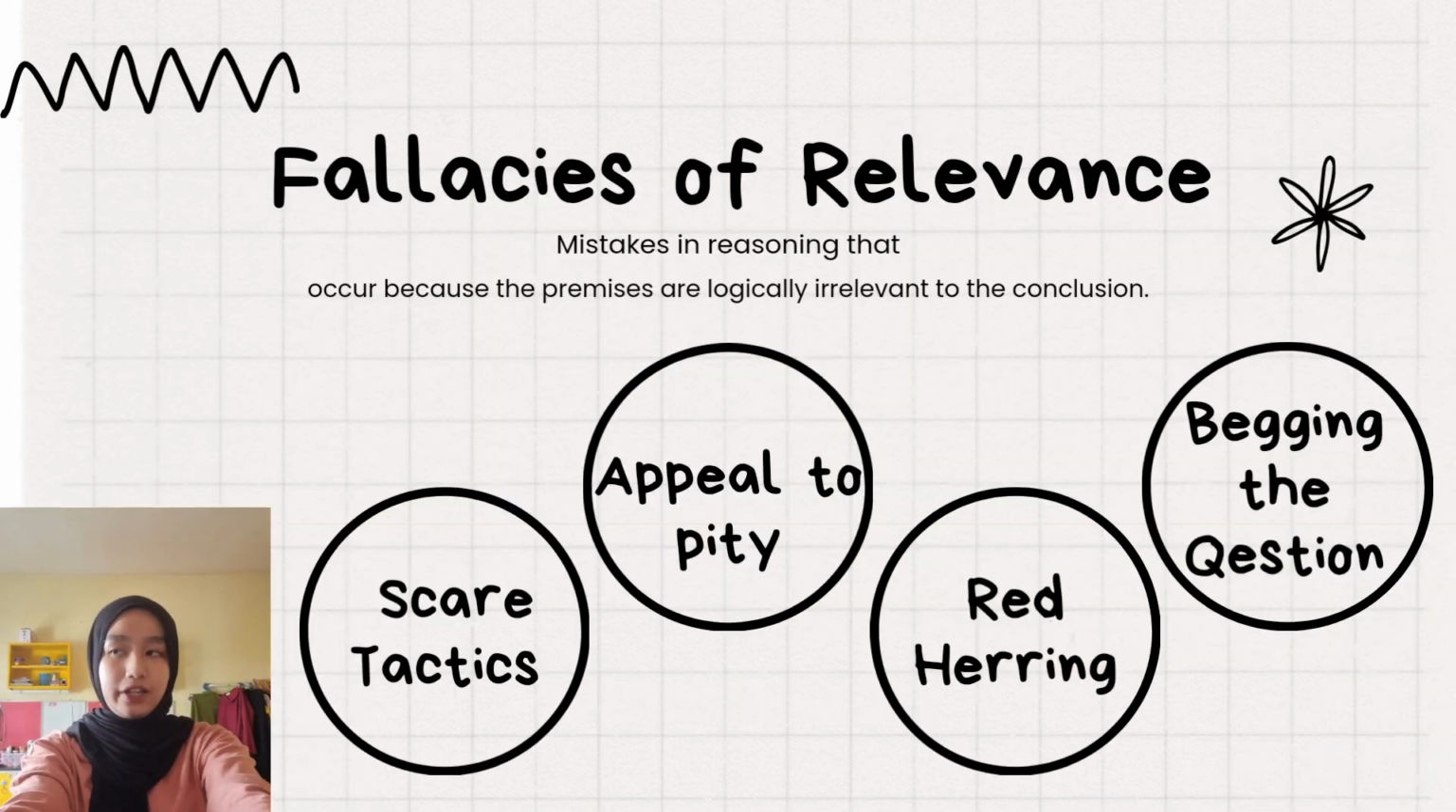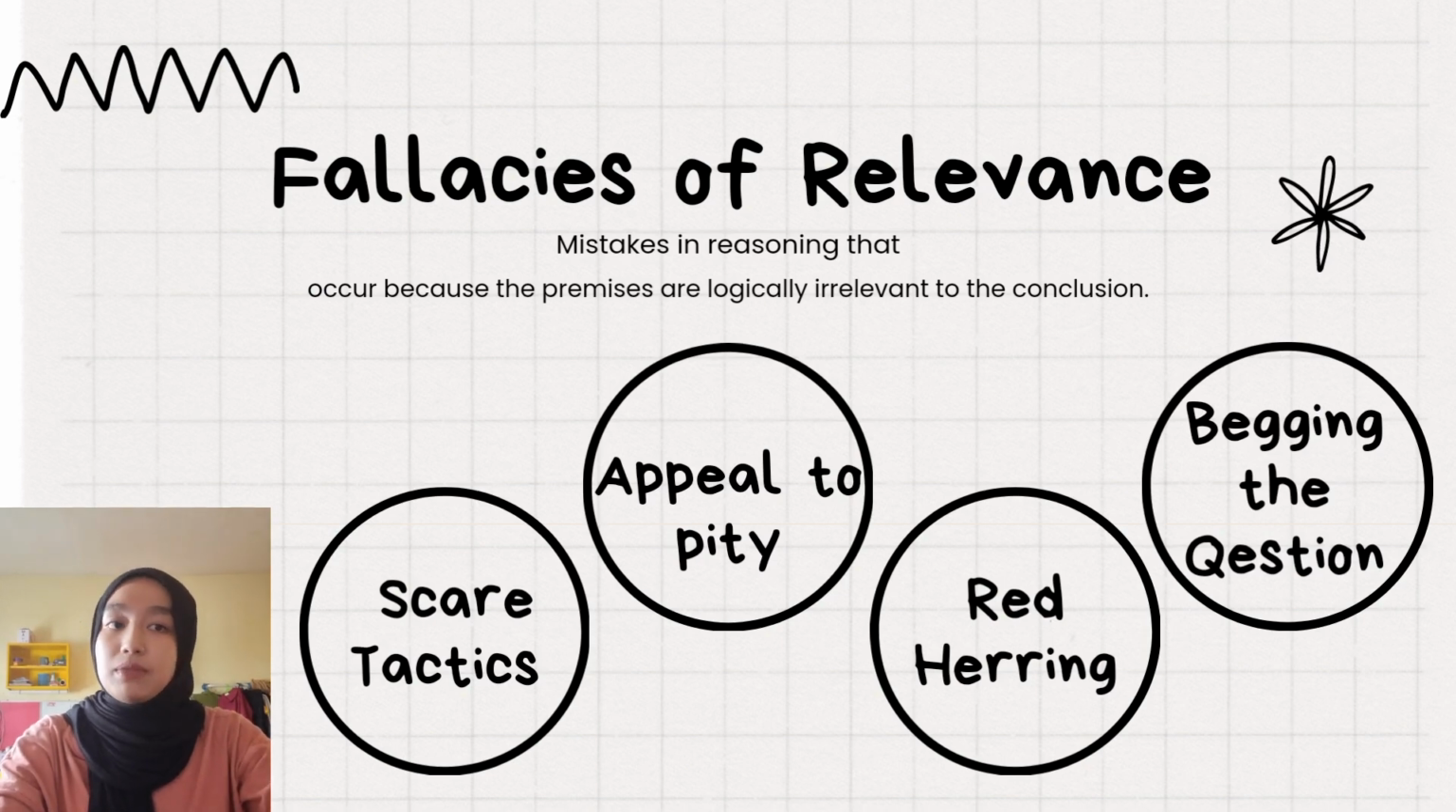So, before I get started, what is fallacies of relevance? Fallacies of relevance is a mistake in reasoning that occurs because the premises are logically irrelevant to the conclusion. These fallacies attempt to persuade or convince by diverting attention from the topic or by introducing irrelevant information. They can be used to manipulate the audience's emotions or distract from the actual merits of an argument.